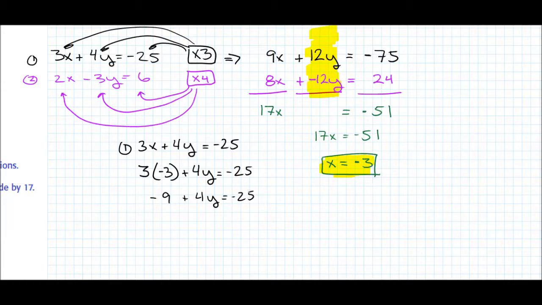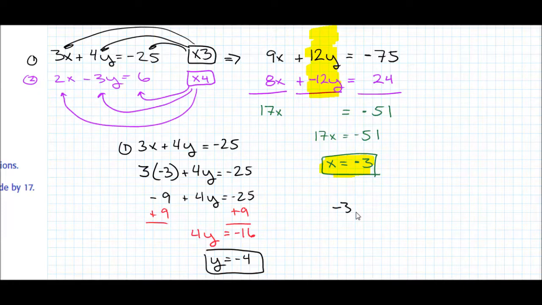I'm going to add 9 to each side, so I'm going to get 4y is equal to negative 16. Divide each side by 4. I'm going to get y is negative 4. So I can rewrite my solution set like this: negative 3, comma, negative 4.